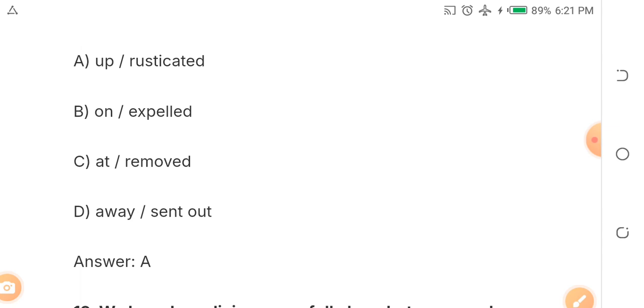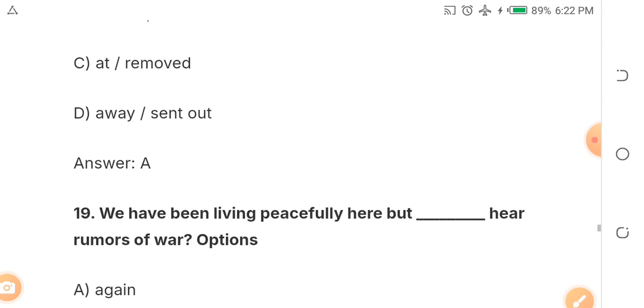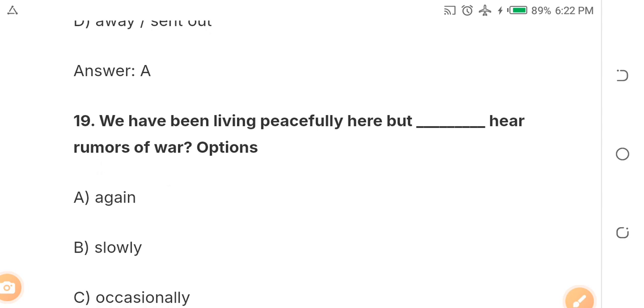That means he was expelled. But you cannot choose B because it doesn't have up. That is why you need to be very, very careful. You have 40 seconds to answer each of the 180 questions in JAMB. So you need to be careful. Keep watching the videos we are giving you. Very, very important.